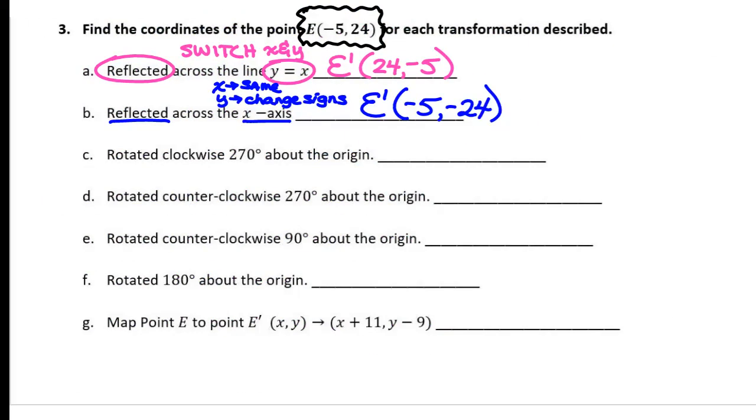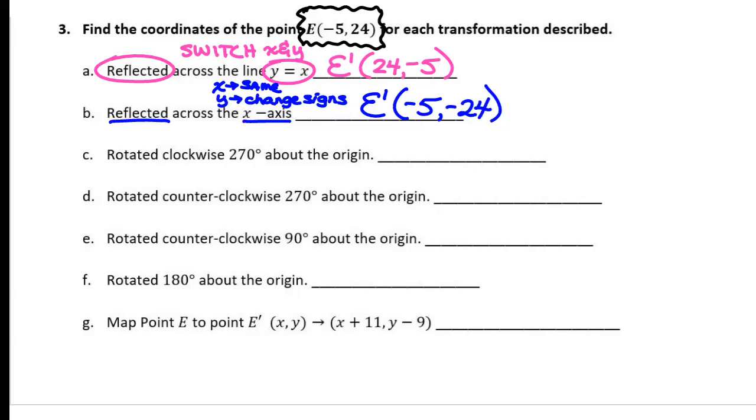They didn't ask for it here, but what would the rule be for reflecting over the y-axis? Y stays the same and the x changes signs. So whichever axis I'm on, if it says the word axis, whatever letter comes before that, that's the piece that stays the same. When I see the x and the y with an equal sign, normally x comes first. In that equation, y is coming first, so I know I'm supposed to switch them.